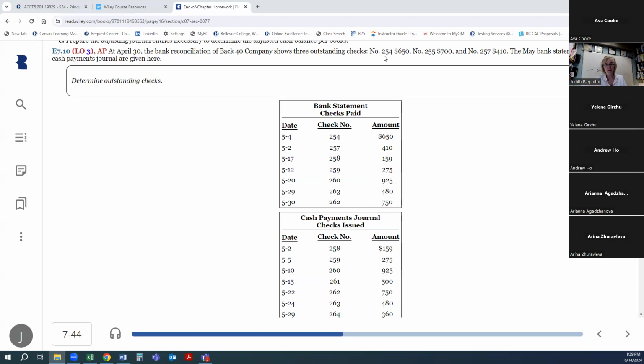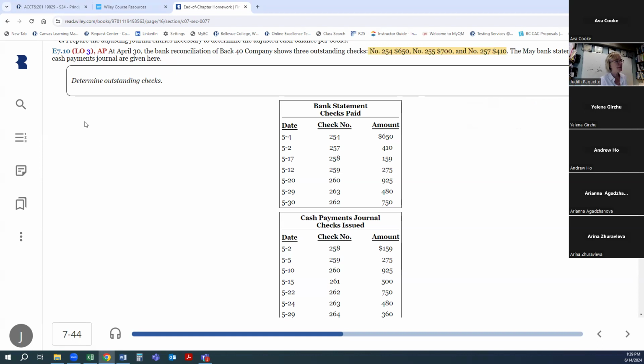Once somebody gets paid, let's say we pay Home Depot for something, maybe some piece of furniture, Home Depot takes the check and deposits it in the bank, and there may be some timing issues with that. So it doesn't clear the company's own bank account for a couple of days. In that intermediate time, the company has deducted that check from their books, but it's still outstanding. It hasn't cleared the bank yet, okay? So what they're saying is we have 3 outstanding checks, number 254, 255, and 257.